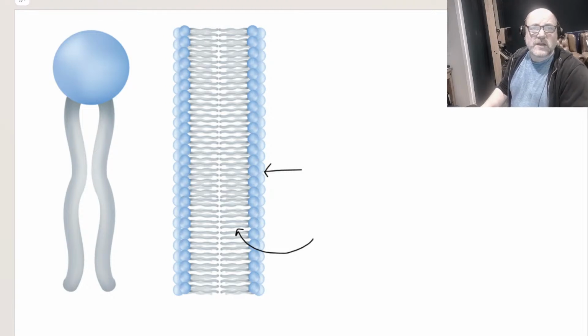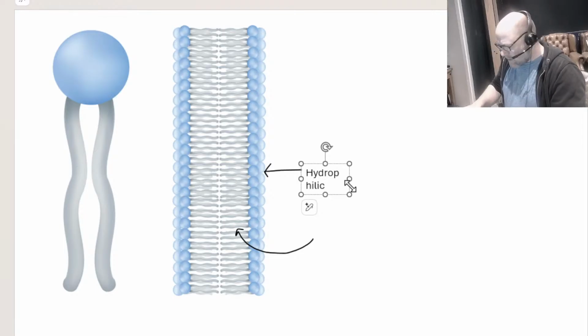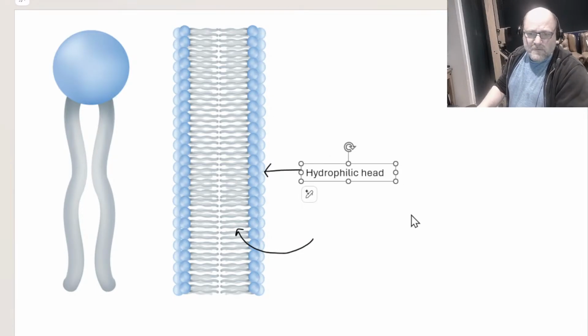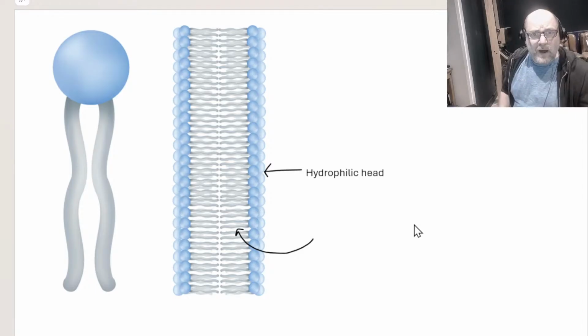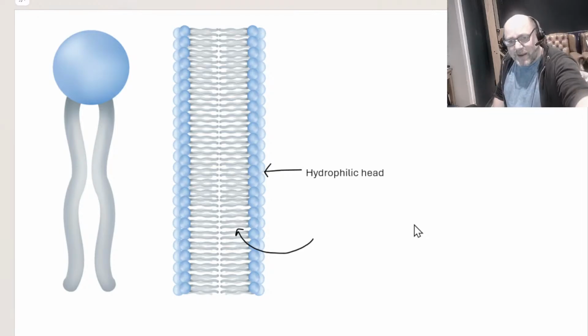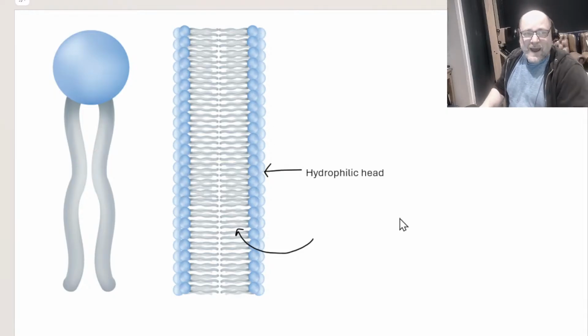Lovely. Hydrophilic. I'm not going to write everything down because when I start writing, it all goes a bit pear-shaped. Hydrophilic head. What does phile or philic mean? It means love. So a bibliophile is someone who loves books. Hydro really stands for water, so it loves water. And the tails are hydrophobic and they don't like water.